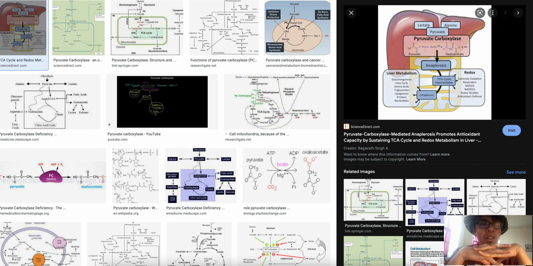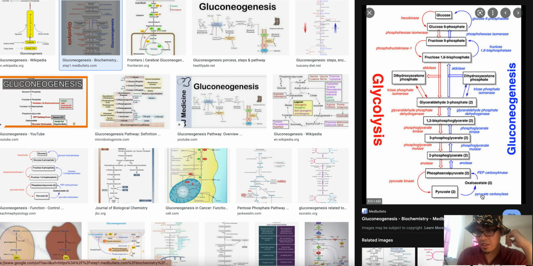Okay, so let's recall what we're trying to do with gluconeogenesis. We're trying to get from pyruvate to phosphoenolpyruvate. Remember, in order to go from phosphoenolpyruvate to pyruvate, we need pyruvate kinase. But in order to go in reverse, we first need to convert pyruvate to oxaloacetate, and we do that through the use of pyruvate carboxylase, which exists in the mitochondria. We then need to convert oxaloacetate to phosphoenolpyruvate through the use of PEP carboxykinase.